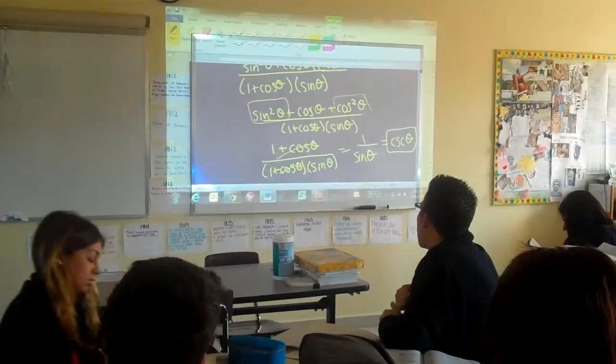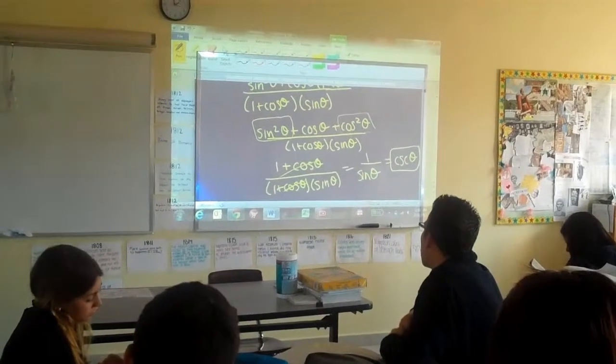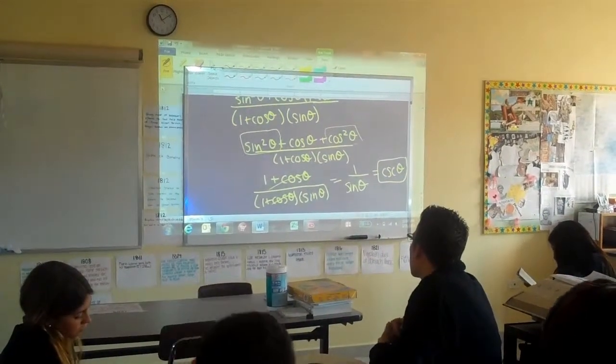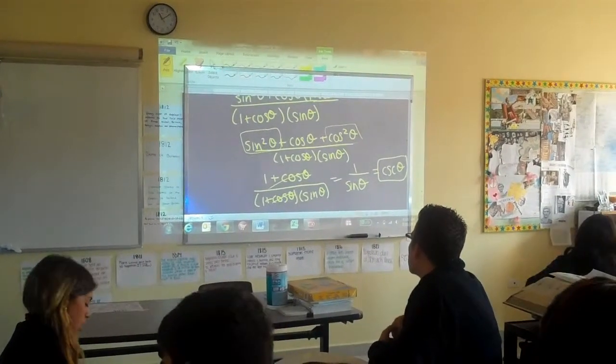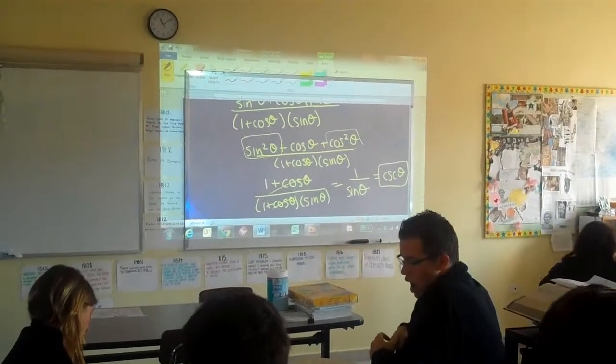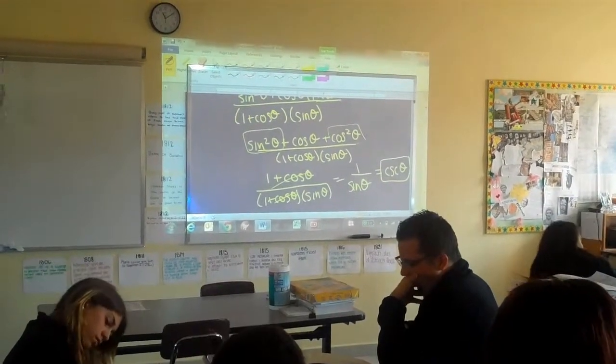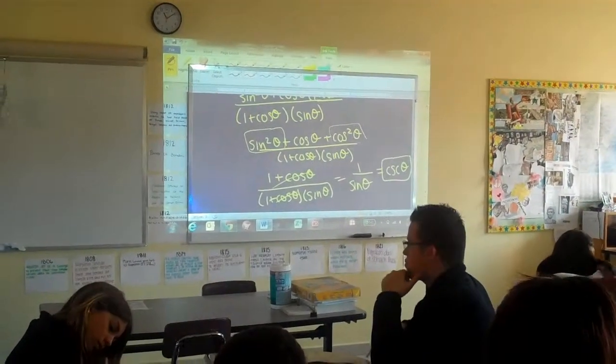So first, you use your common denominators. Then you simplify your numerator. You put it in one fraction. Then you see if you can simplify. If not, look for a trig identity you could use. And keep simplifying until there's nothing left you can do.